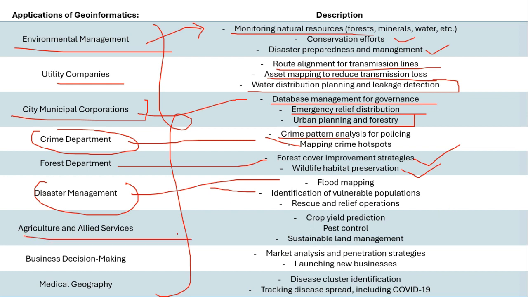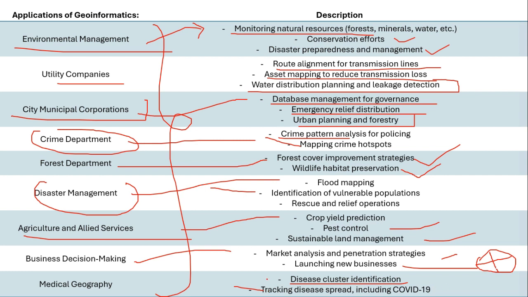In the agriculture field, geoinformatics contributes to crop yield prediction, pest control, and sustainable land management. For business decision making, market analysis and penetration strategies are analyzed using geoinformatics, and for launching new businesses, to identify which area will be suitable for opening the new business, the geoinformatics application is used. Medical geography also uses geoinformatics for disease cluster identification, and tracking disease spread, including COVID-19.